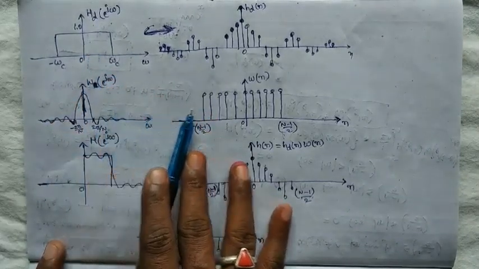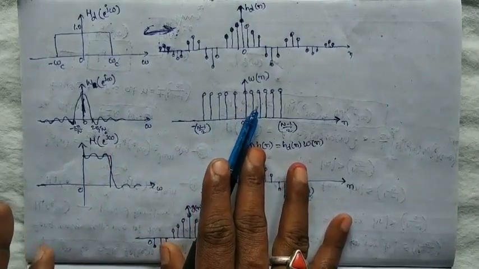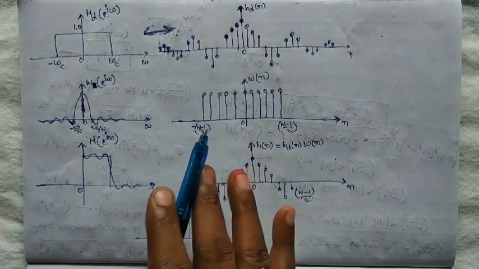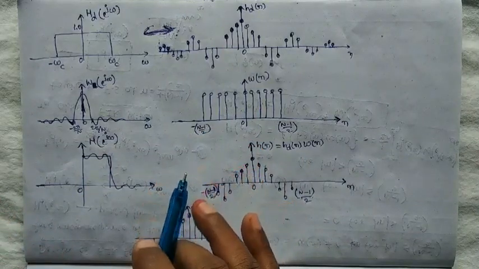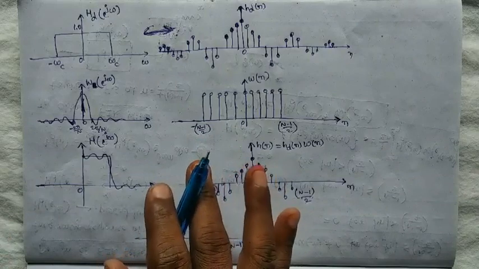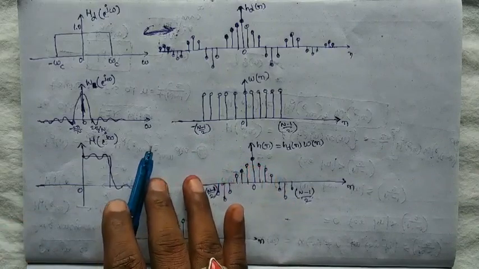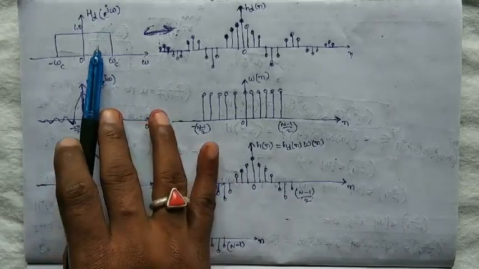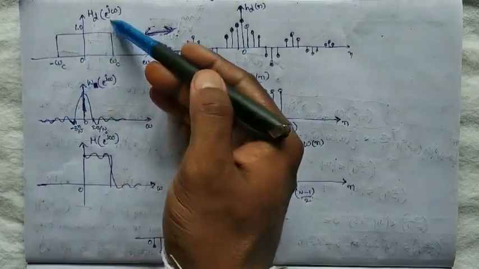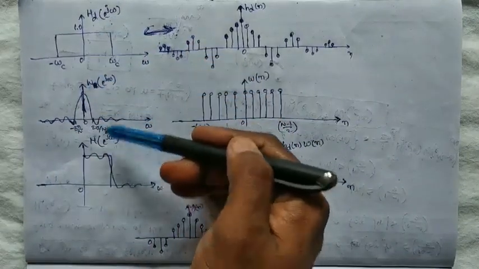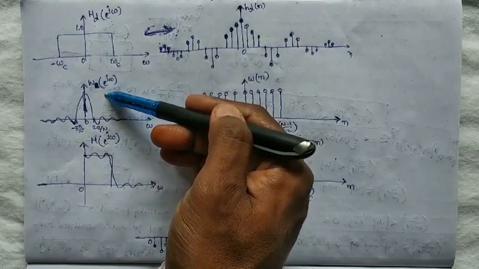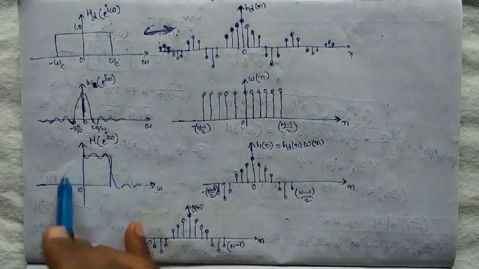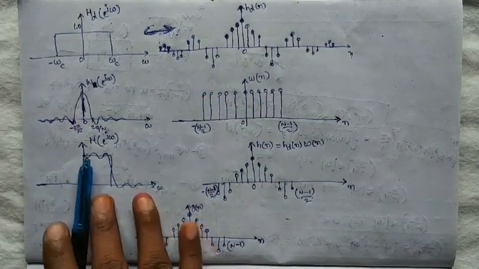Now we are obtaining the FIR filter transfer function. How to obtain the FIR filter transfer function? This can be obtained by convolving Hd of e power j omega with W of e power j omega. The resulting response is like this.